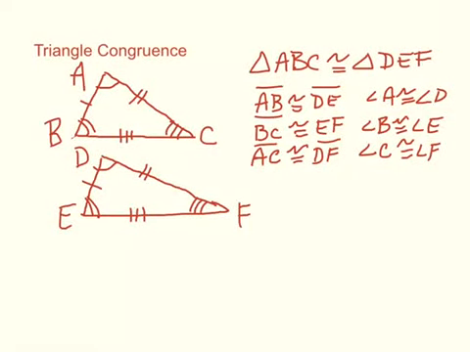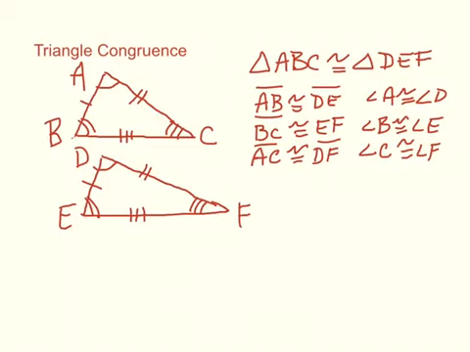Triangles are congruent. If they are congruent, then we know that we have 3 sets of sides that are equal and 3 sets of angles that are equal. And if I ask you to prove that these 2 triangles are congruent, at this point right now, you'd have to show me that all 6 of these things are true in order to prove that the triangles are congruent.